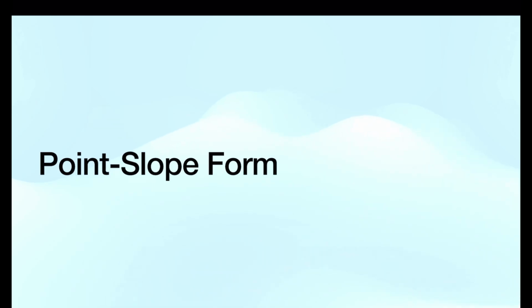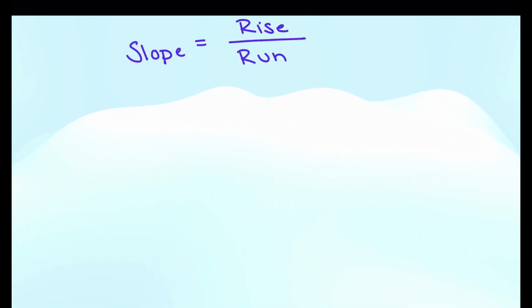This video is going to cover the point-slope form of a linear equation in two variables. I actually want to start by briefly explaining where this formula is going to come from. In previous videos we learned that slope is rise, or change in y, divided by run, change in x. That's the definition of slope.